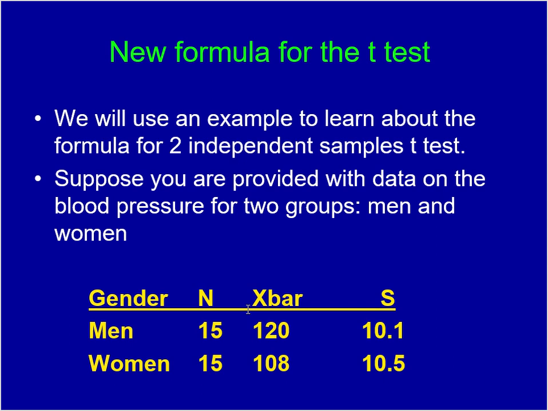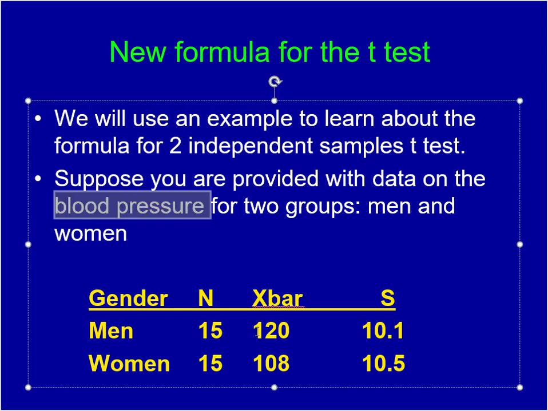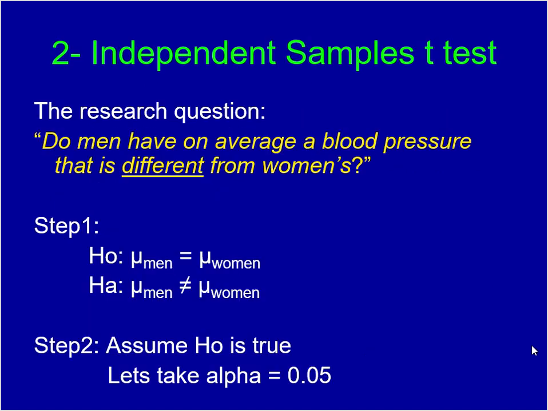I don't know why I shifted to a different example instead of sticking with the newborn boys and girls. But what I have here is 15 men and 15 women, and I'm guessing I'm looking at maybe blood pressure. Yes, again, blood pressure. So the average blood pressure for men is 120. The average blood pressure for women is 108. The standard deviation is 10.1 for men and 10.5 for women. Notice that I have the same sample size per group, but I do not have to have the same sample size. Okay, so the research question: do men have an average blood pressure that is different than women?